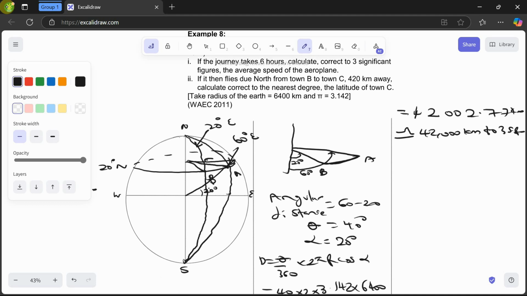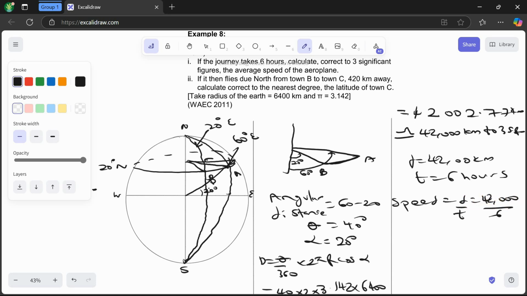Now it says that the journey takes 6 hours. So we know the D to be 42,000 kilometers, and we know the T to be 6 hours. Can we find the speed? Yes. Speed is distance over time, which is 42,000 all over 6. So 42,000 divided by 6 will give you 7,000. So the speed is 7,000. But what is the unit? This is in kilometers, so kilometers per hour. So our speed is 7,000 kilometers per hour.